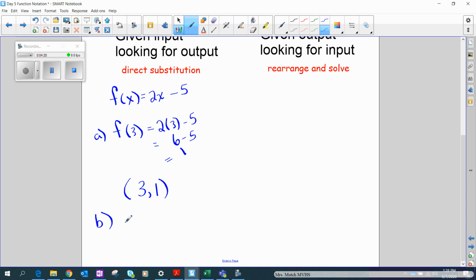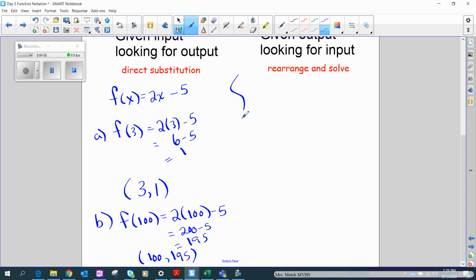We could do it with a big number. Maybe I'll just pick 100 to make things a little bit easier. If I'm substituting in, I would put 2 times 100. So it'd be 200, take away 5, so 195. That would be the coordinate 100 comma 195, if you're going to list it like an ordered pair.